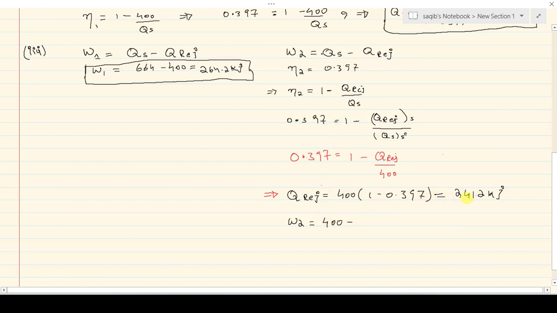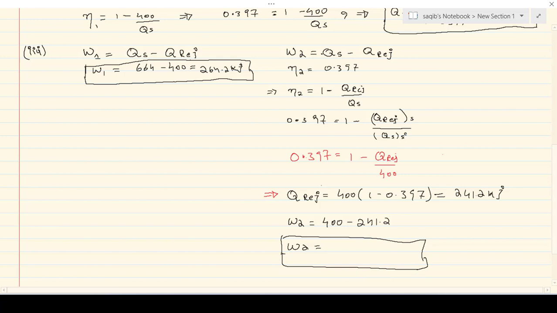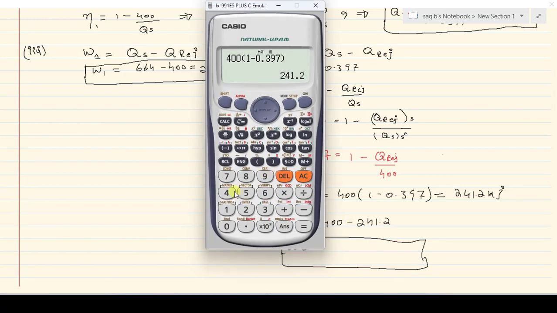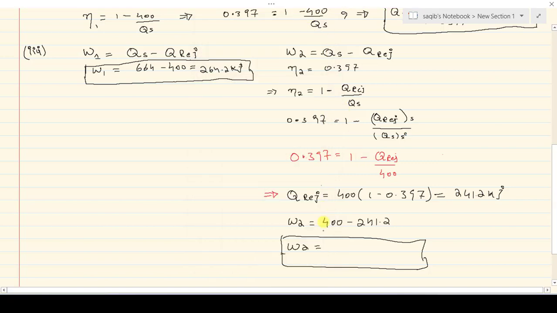The work output we obtain from the second engine is Q supplied, that is 400, minus Q rejected, that is 241.2. So the work output from the second engine is very simple now: 400 minus this answer, that is 158.8, so around 159 kilojoule.